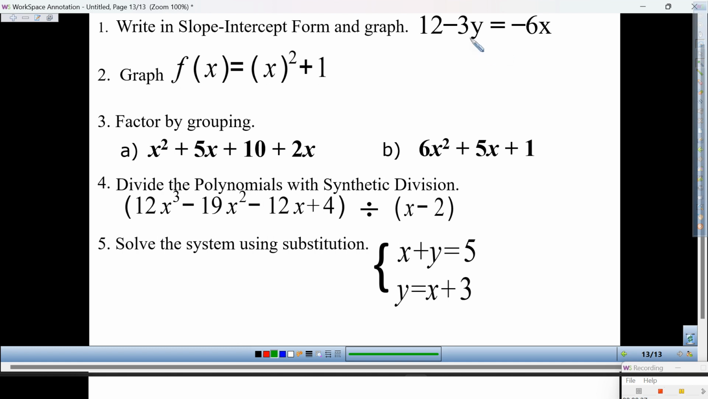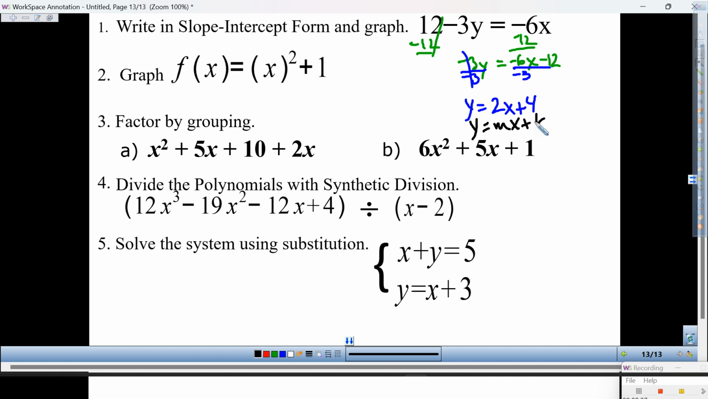So I need to leave y by itself here, so that means I need to subtract 12 from each side. I end up with negative 3y equals negative 6x minus 12. All right, from there I still need to leave the y by itself, so I divide by negative 3, divide by negative 3. I end up with y equals 2x plus 4, because 12 divided by negative 3 is positive 4. That is slope-intercept form. Why slope-intercept form? Because it should look like this, y equals mx plus b. You guys remember that? All right, let's graph this.